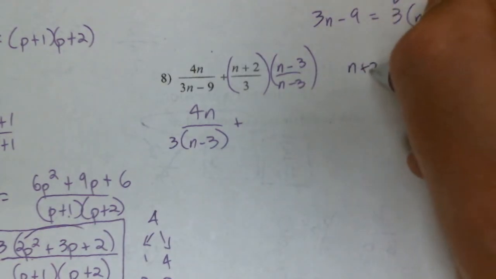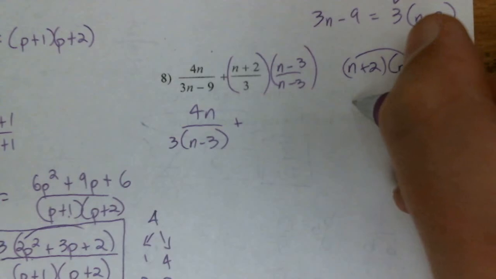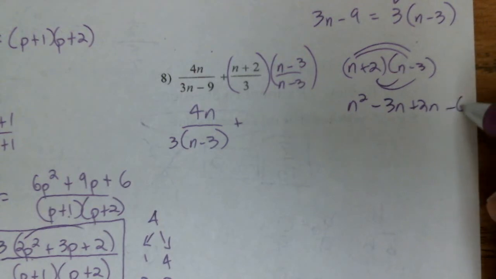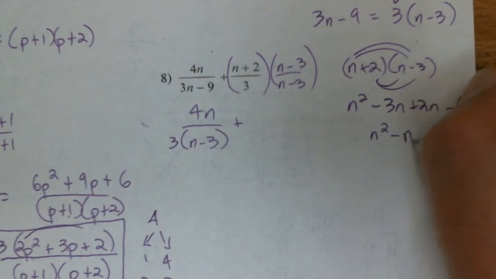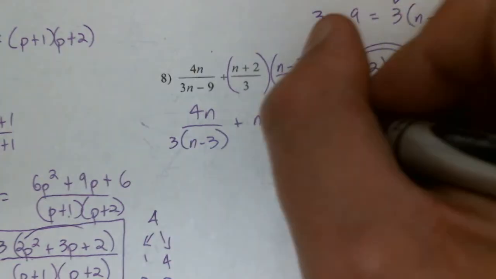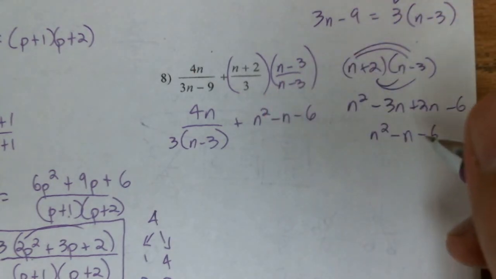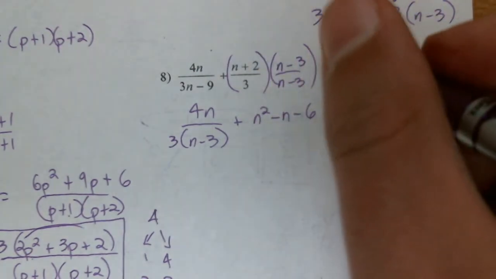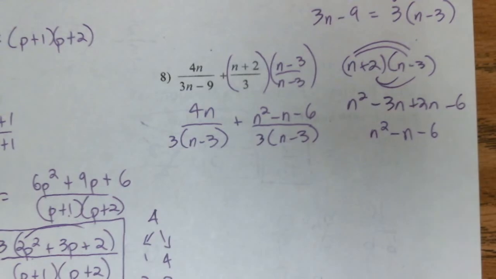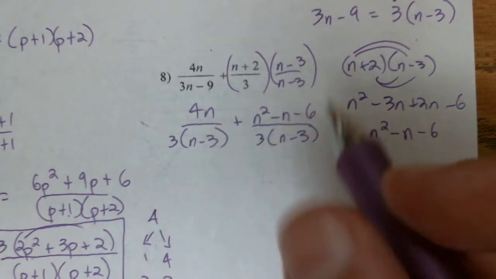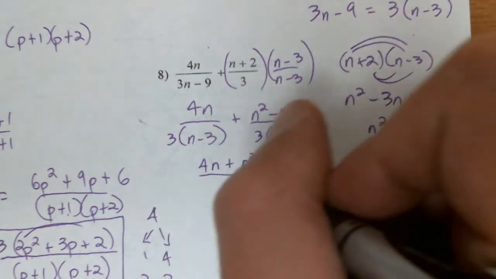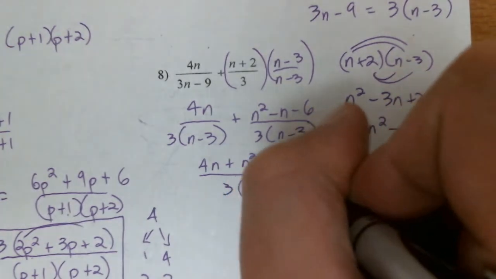I'll do this off here to the side. FOIL first, outside, inside, last. Combine my like terms, that's n squared minus n minus 6. So that's going to be plus this, n squared minus n minus 6, all over the common denominator, 3 times n minus 3. Now they have a common denominator, so I can combine these. On top, I'm going to have the 4n plus n squared minus n minus 6, all that over a common denominator of 3 times n minus 3.